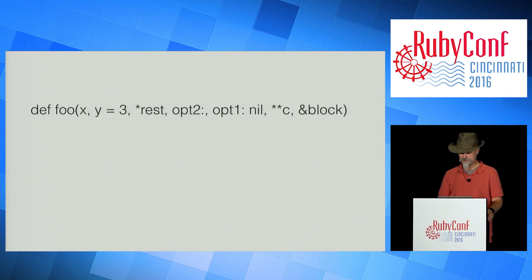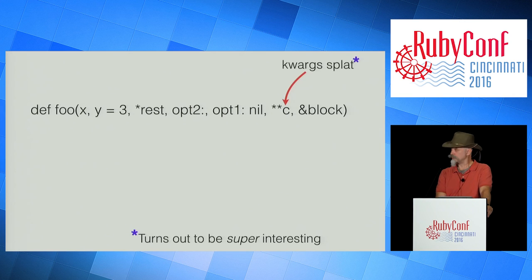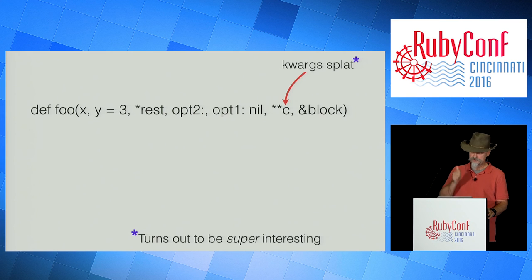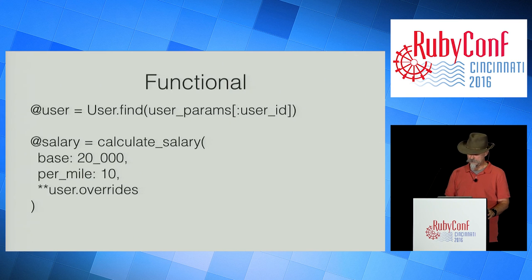Okay. So I mentioned the KWArgs splat as being super interesting. So let's start out with the simpler uses of it. Say you have a salary calculation function and then someone comes to you and says, we'd like to be able to override the arguments of that function on a per user basis. So there's a default set of behaviors and certain users get it different. So what you do is you add a JSON field to your user table and you just do that.